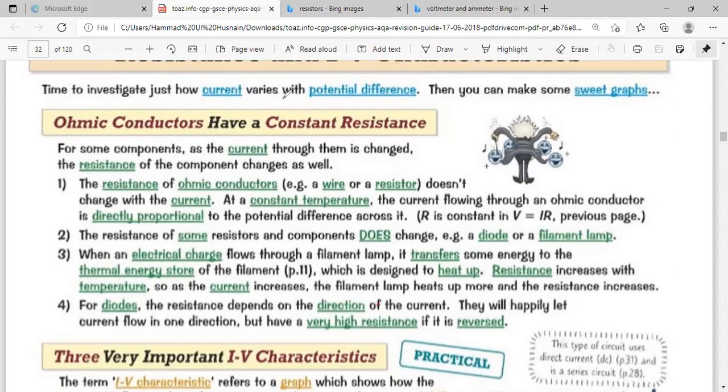Now resistance increases with the temperature. You need to know that resistance has a direct relation with temperature. So as current increases, the filament lamp heats up more and the resistance increases. It means that as soon as more current is flowing through it, it will get more heat, and its resistance will keep increasing, right? So its resistance is not constant, instead its resistance is increasing with the heat. Are you getting my point? If you have any confusion, you may ask.